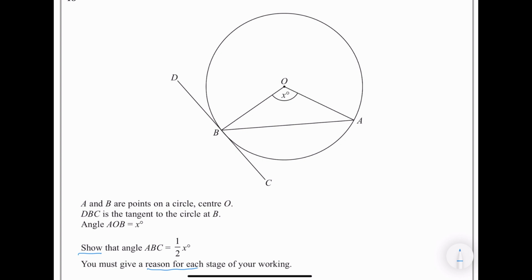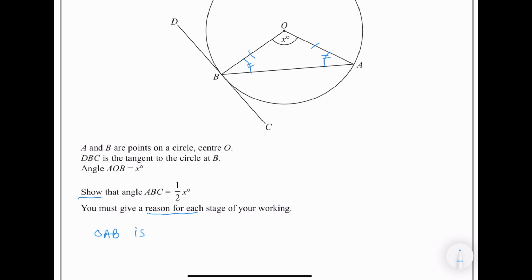O is the center. So if that is a center, looking at this, I know this is going to be an isosceles triangle because OB and OA are radii. If it's an isosceles triangle, I know that this angle and this angle are also the same. Now we know, so I'm going to put that down as reasons.